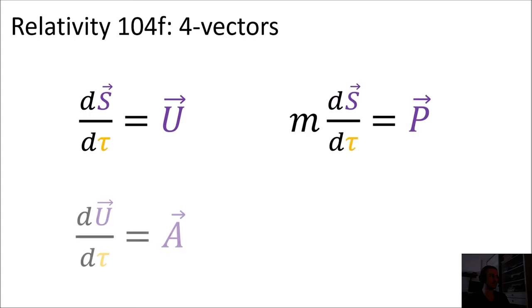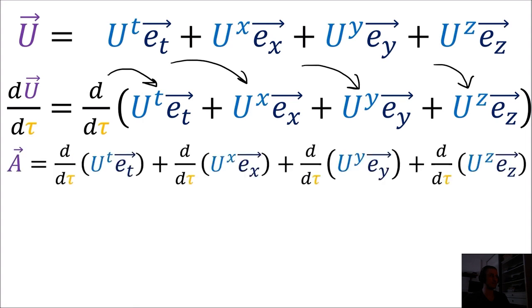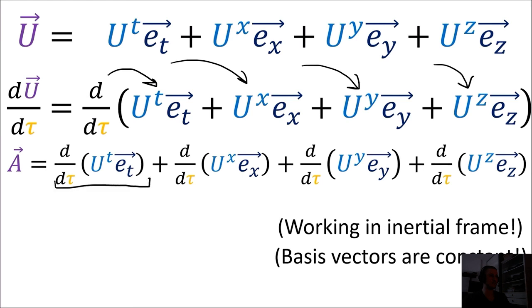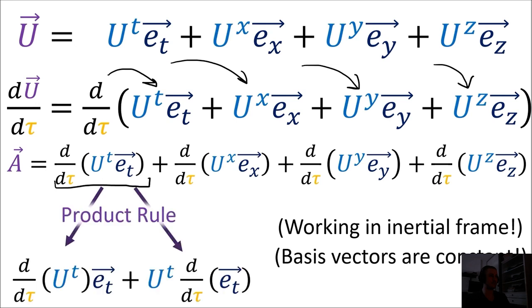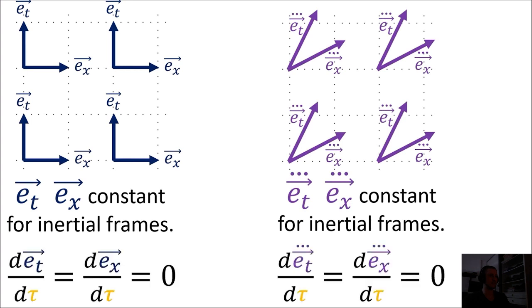In my Relativity 104F video, I did a number of examples of taking derivatives of spacetime 4 vectors. For example, I took the derivative of 4 velocity u with respect to proper time tau to get the 4 acceleration a. However, when I took these derivatives, I was working in an inertial reference frame, where the basis vectors are constant everywhere in spacetime. This made things simple because when I took the derivative of a term that was a vector component multiplied by a basis vector using product rule, I could ignore the part of the result that had a derivative of the basis vector. Since basis vectors are constant everywhere in inertial frames, the derivative went to 0 and I didn't have to worry about it. So inertial frames are nice because the basis vectors are constant, and their derivatives always go to 0.